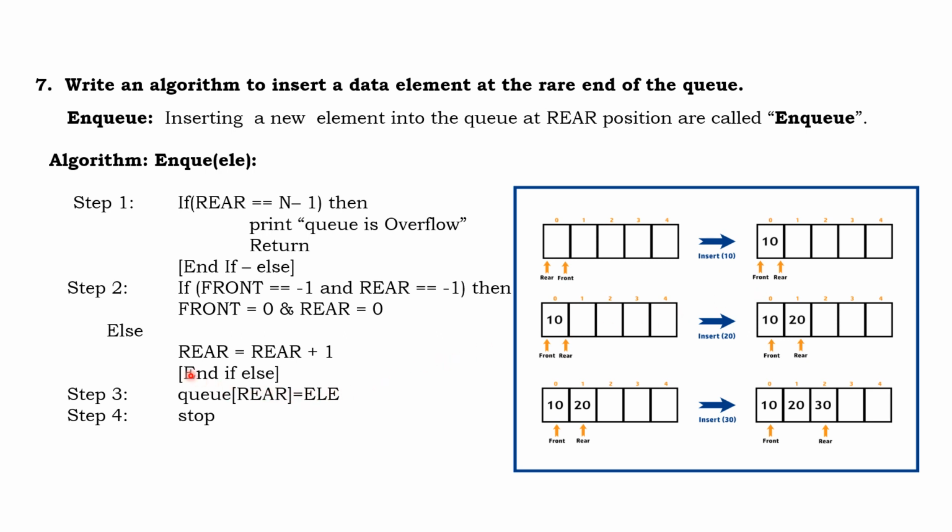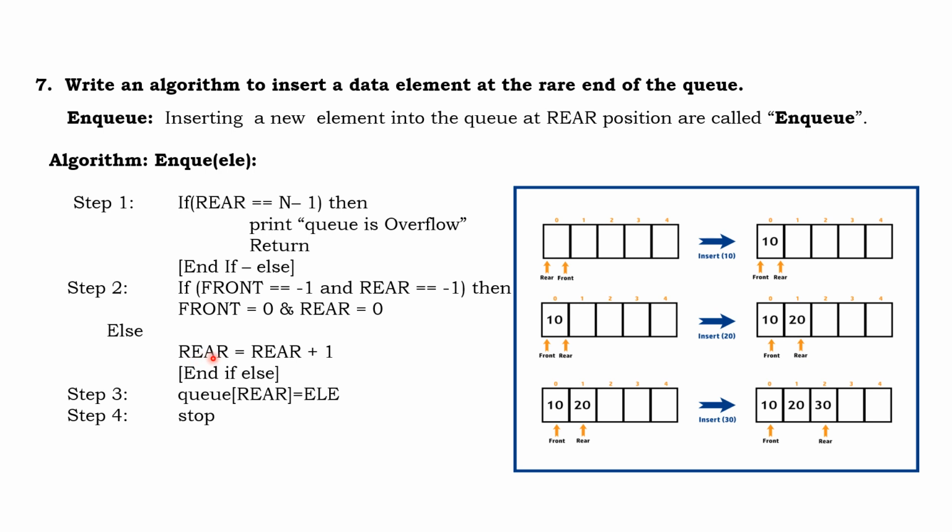Now again you want to insert one more element called 20. First it will check the size. What is the rear now? Is 0 equal to the given size? What is the given size? Here it is 4. Is 0 equal to 4? No. Control comes here. Front is 0. Is it -1? No. Control comes to the else part.